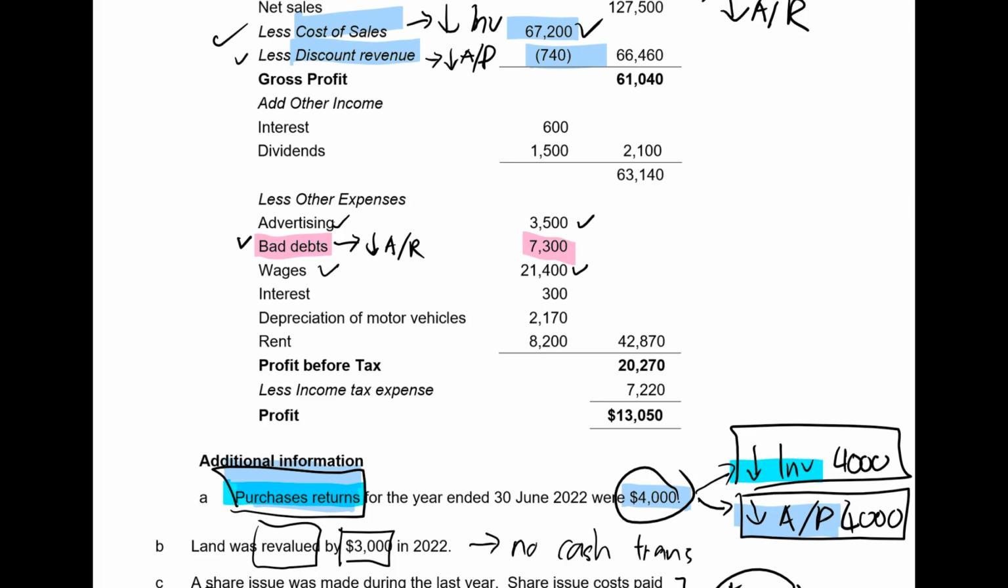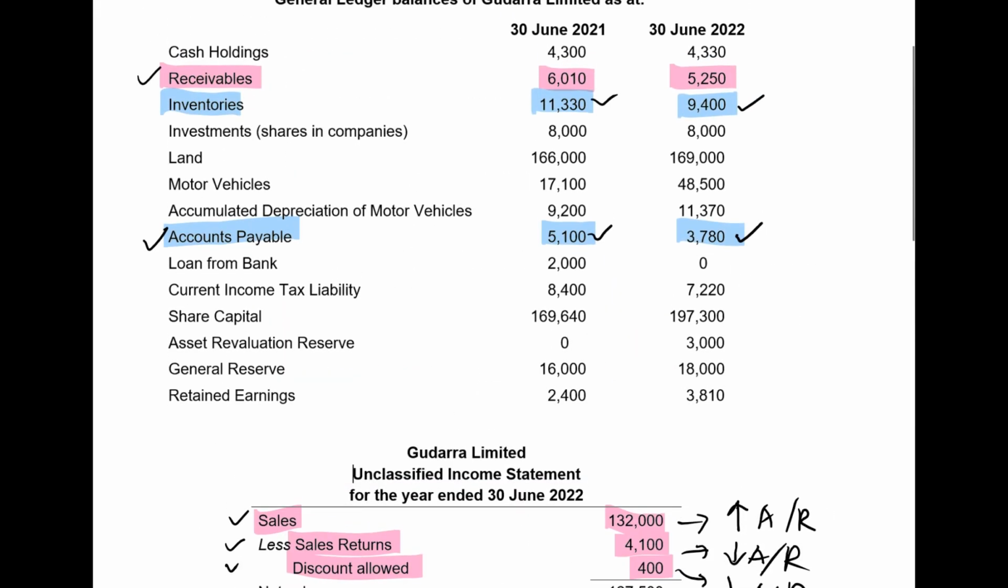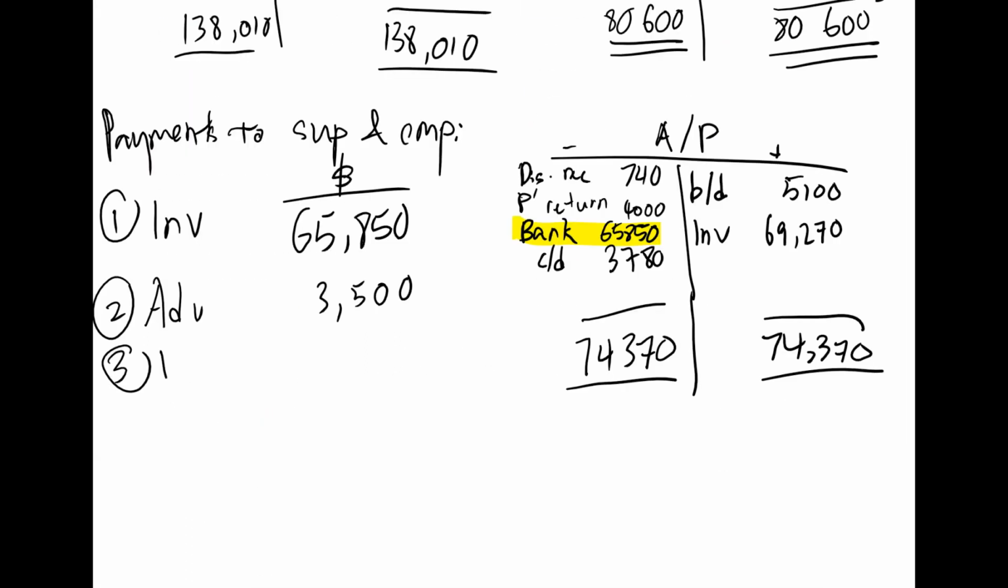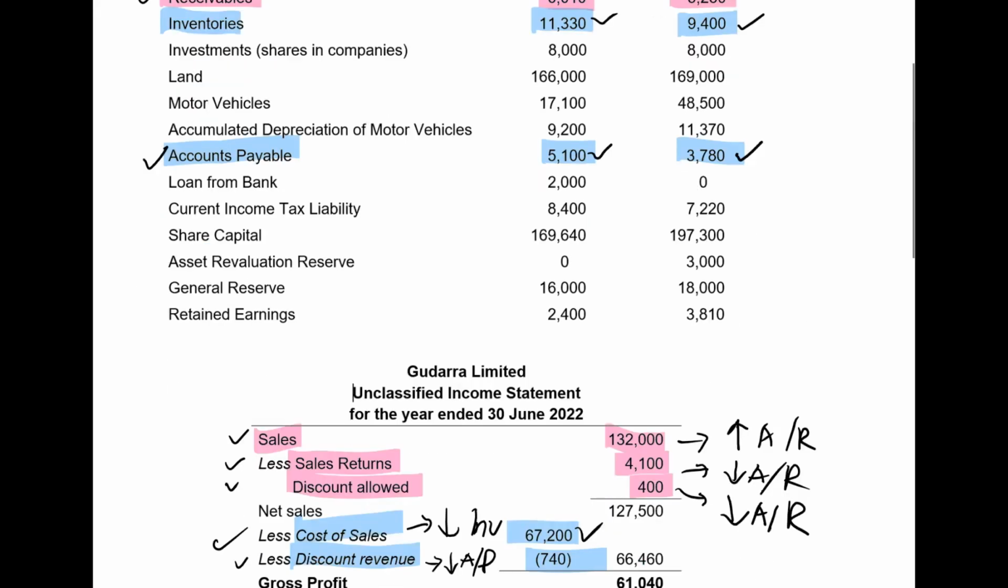Wages 21,400. Same thing, see whether there is any accrued or prepaid wages. There's no accrued or prepaid wages in this question, so for your wages figure, you can straight away take the figure from your income statement, 21,400.